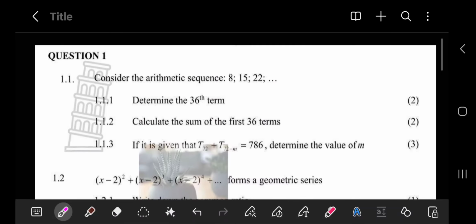Now 1.1.3 says if it is given that T72 plus T72 minus M is equal to 786, determine the value of M. Now the thing is, we don't know what term 72 is. Neither do we know what term 72 minus M is. But we can calculate those and then work with this equation. And obviously because we have M, which is a variable, this equation should allow us to solve for M.